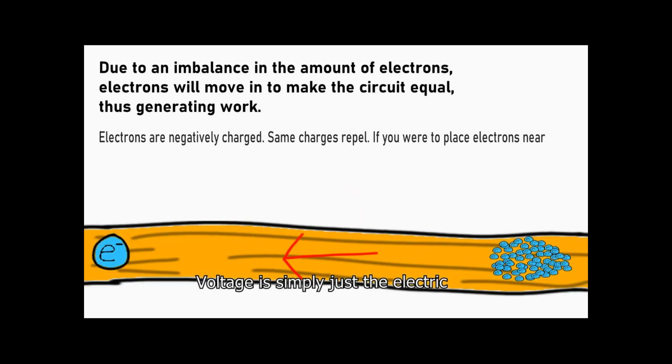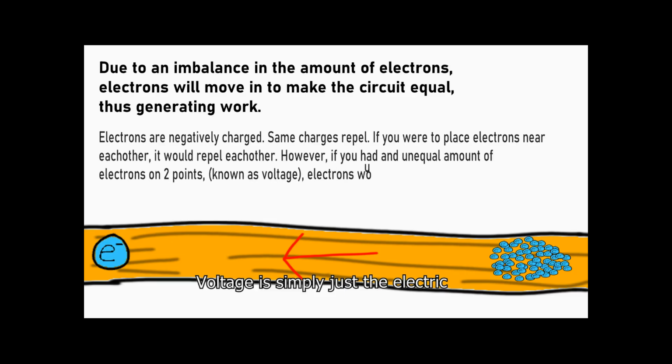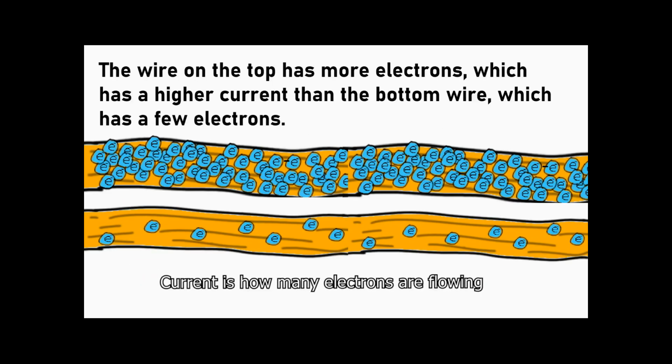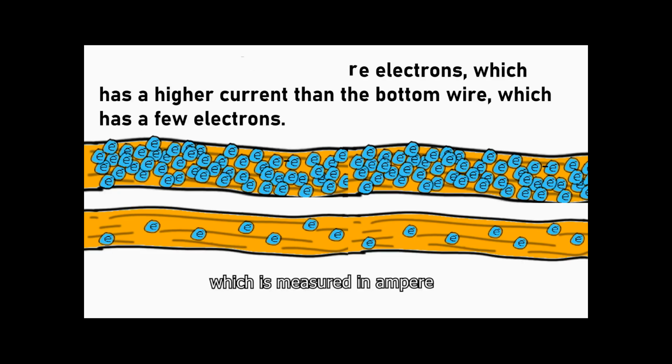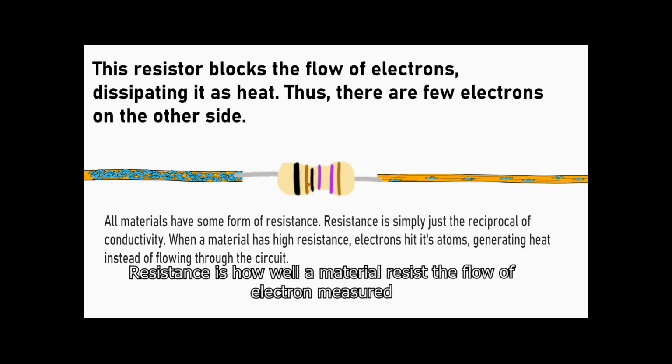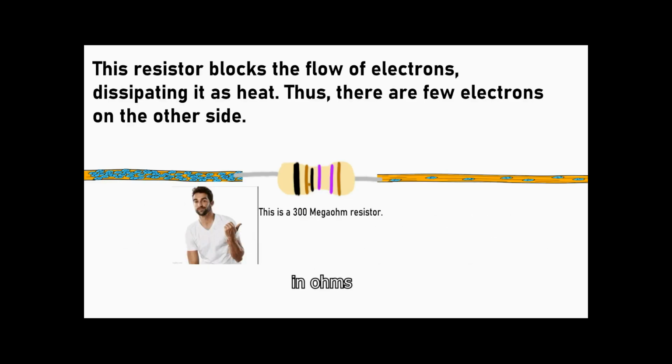Voltage is simply the electric potential difference between 2 points, positive and negative, measured in volts. Current is how many electrons are flowing, which is measured in amperes. Resistance is how well a material resists the flow of electrons, measured in ohms.